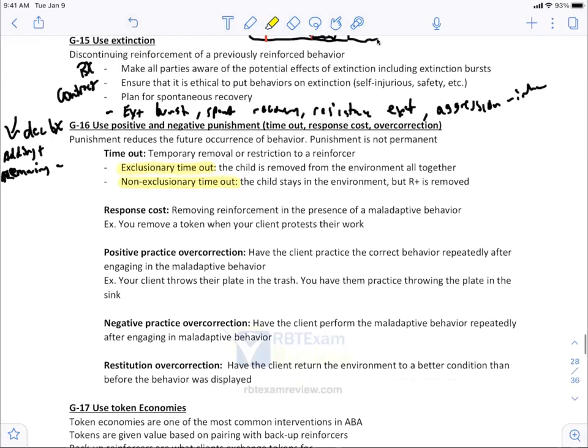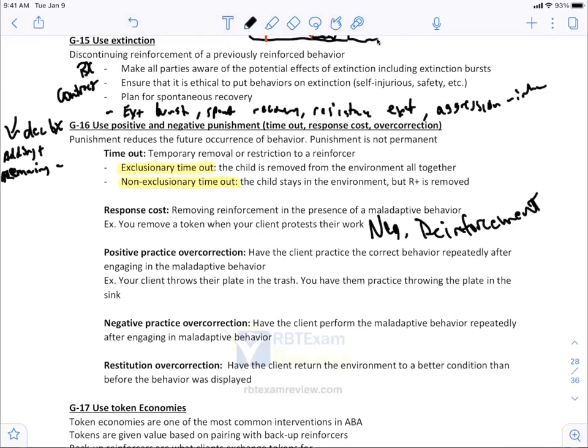Response cost. Response cost is removing reinforcement in the presence of maladaptive behavior, typically used with token economies, but can be used anywhere where your client or person is earning things. You can take those away in the presence of maladaptive behavior. This is a form of negative punishment. All right.